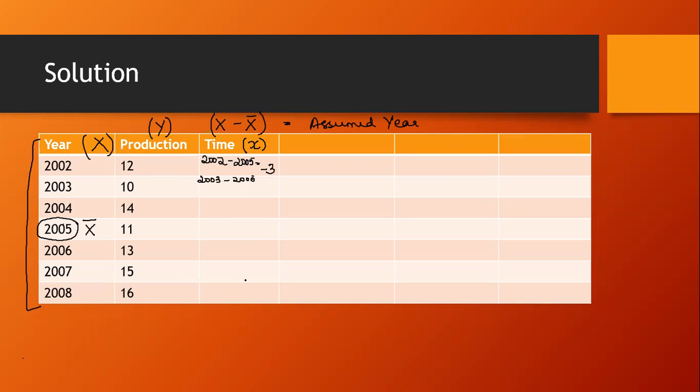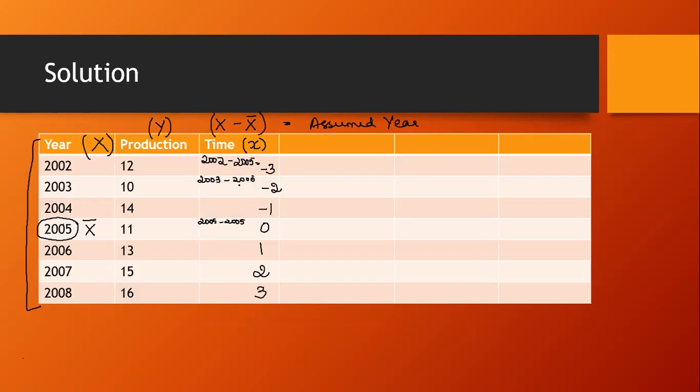X bar is constant, so minus 2. Next you get minus 1, when 2005 comes, 2005 minus 2005. For this year, it is 2005 minus 2005, that is nothing but 0. Next year, considering 2006 minus 2005, you will get 1, 2, 3.